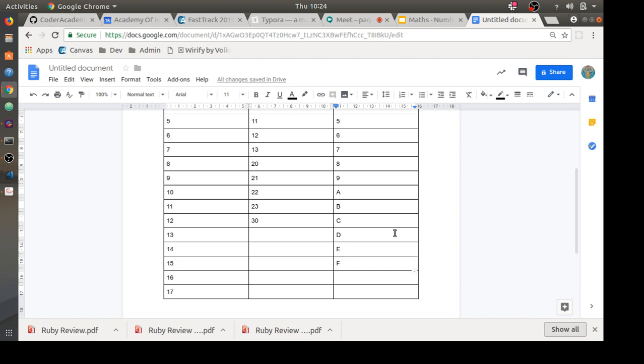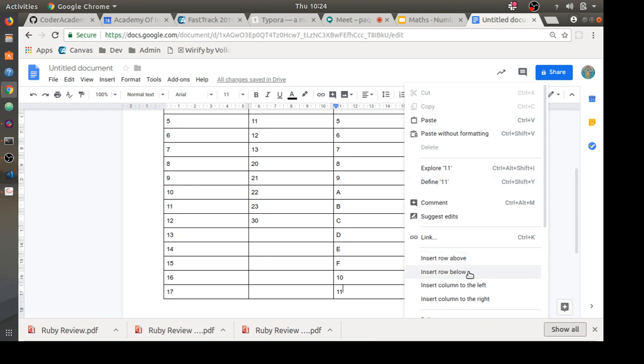16 is 1, 0. Exactly. And 17 is 1, 1. So would you ever get to a situation where you go like 1A or 1B? Oh, that's terrible. It's not. 1A would be 26 in base 10. Let's go some more.